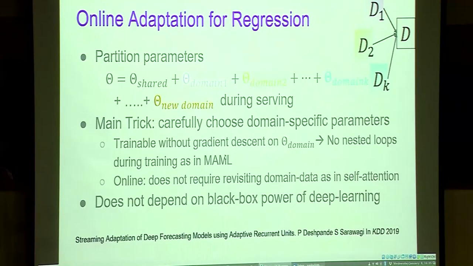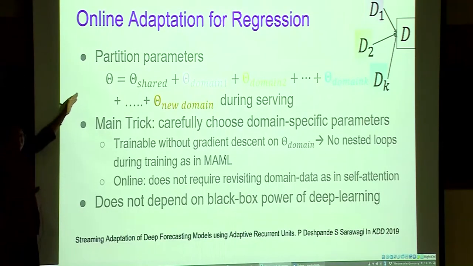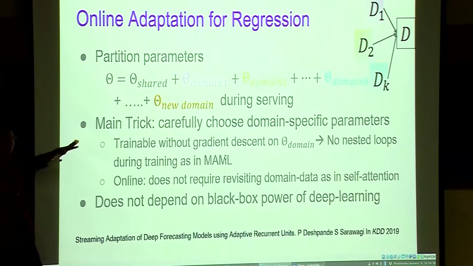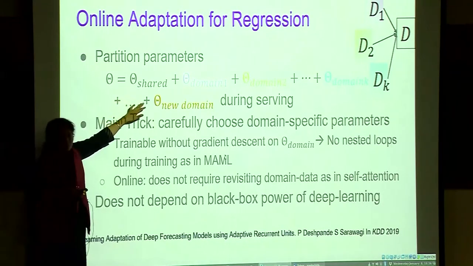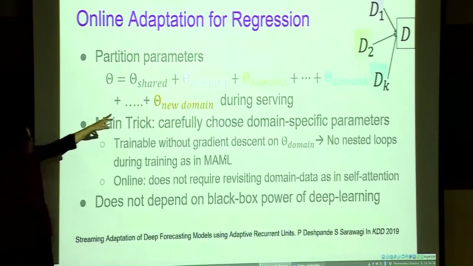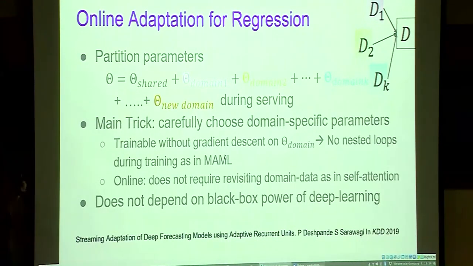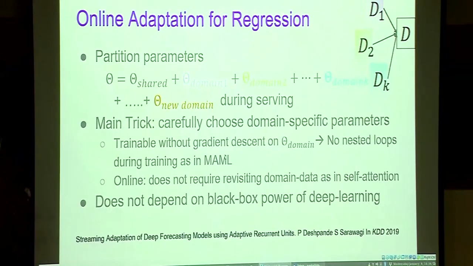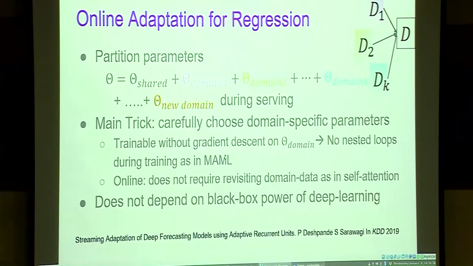There are two main ideas in that method. So first, what we do during the training process is to take your global parameters theta and partition them so that there is a shared component across all domains, and then each domain has its own domain specific parameters. But the set of domain specific parameters is open ended because you might also see new domains at the time of testing. And remember, we are trying to learn the meta learning model, which means we want to learn to adapt.